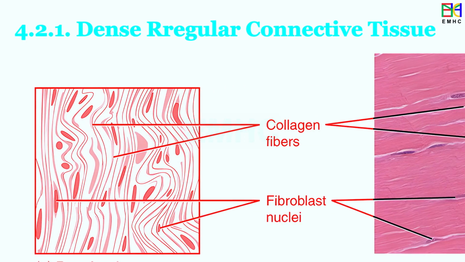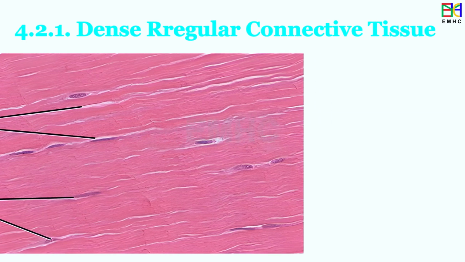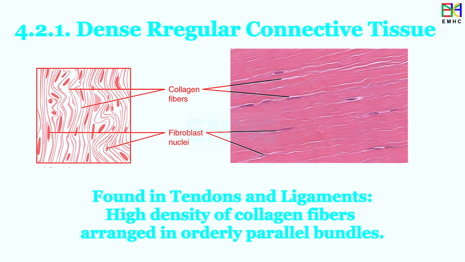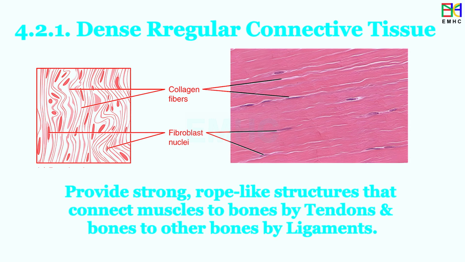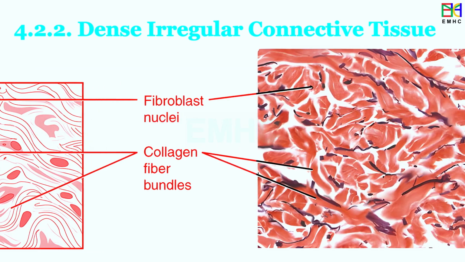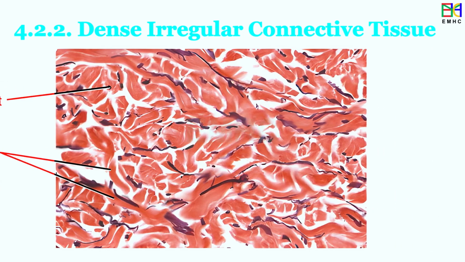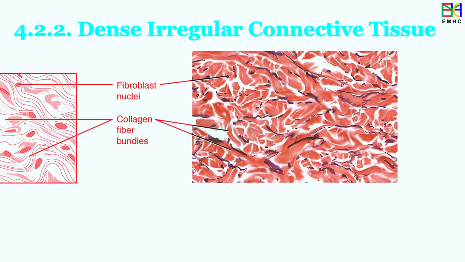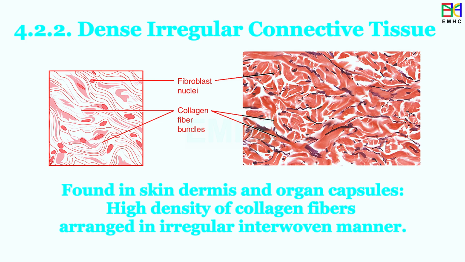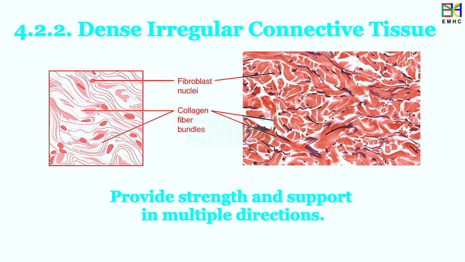Dense regular connective tissue, found in tendons and ligaments, is characterized by a high density of collagen fibers, mainly type I collagen, arranged in orderly parallel bundles, which provide strong, rope-like structures that connect muscles to bones by tendons and bones to other bones by ligaments. Dense irregular connective tissue, found in the dermis of the skin and in the capsules of organs, is characterized by a high density of collagen fibers arranged in an irregular interwoven manner, which provides strength and support in multiple directions.